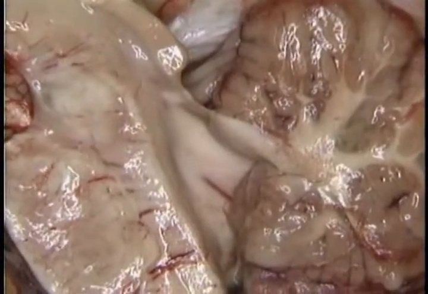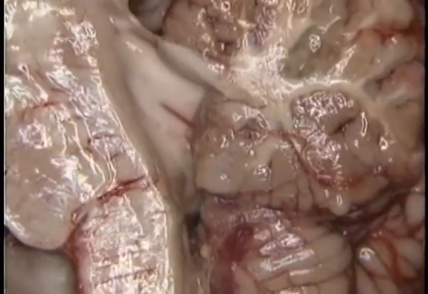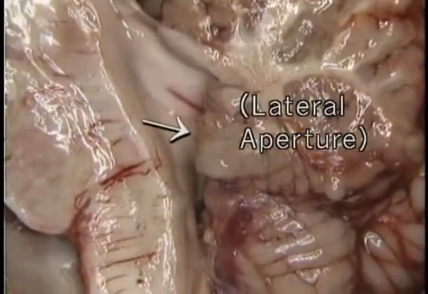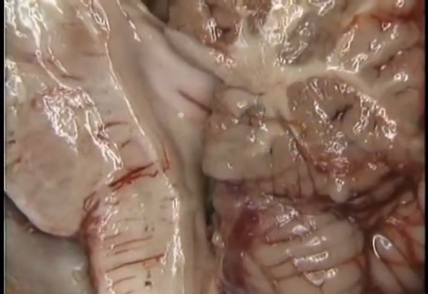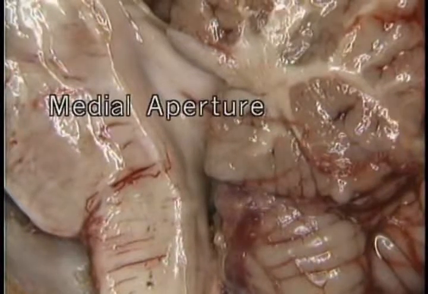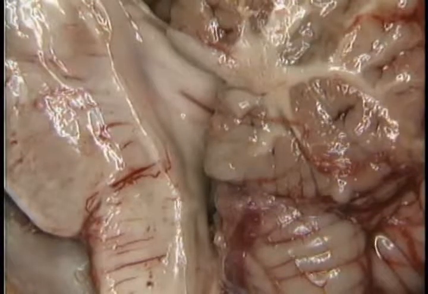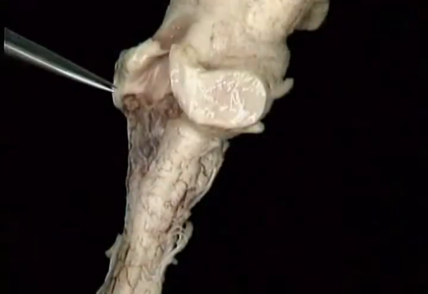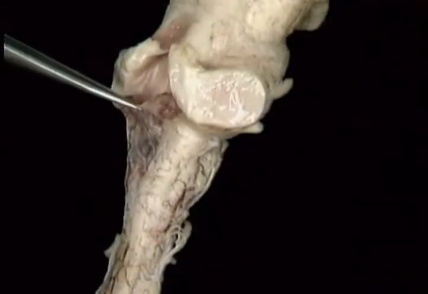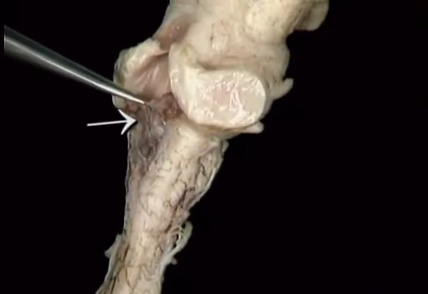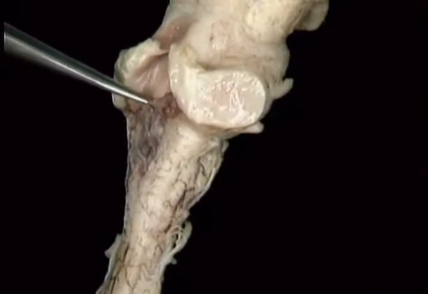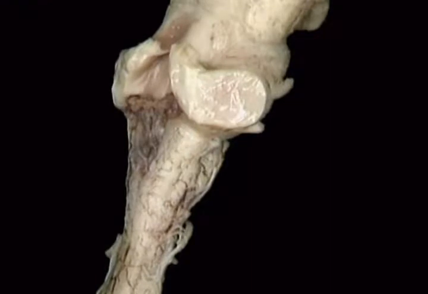Fluid leaves the fourth ventricle through 3 openings: the lateral apertures, the right one is in the depths of this recess, and the medial aperture, which is in the midline, here. It's easier to visualize the medial opening in this dissection. Here it is, in the inferior medullary velum. The lateral openings are here.